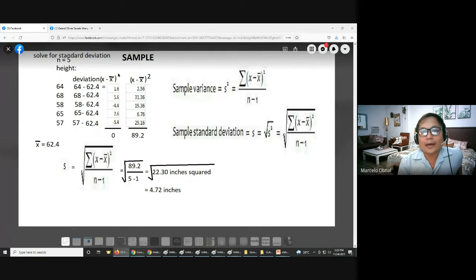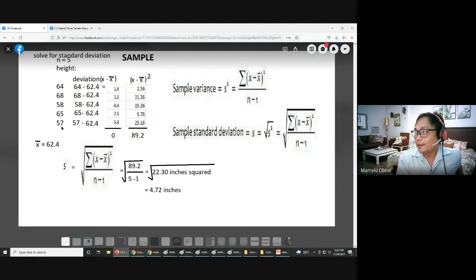So tinanong ko, anong height mo? So one student said that 64 inches, sir. Another student said it's 68 inches, sir. Hanggang nakalimang estudyante ako. So I told you a while ago, it's a size of 30 students. So part lang siya ng 30 students, so automatically that makes that sample, okay?